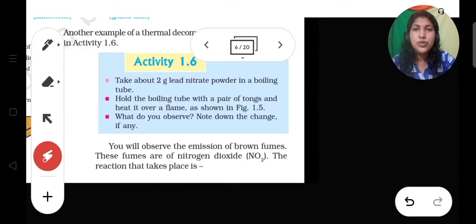Welcome to Basic Chemistry. Today I am discussing 10th Chemistry, first chapter, Chemical Reactions and Equations, Activity Based Questions.